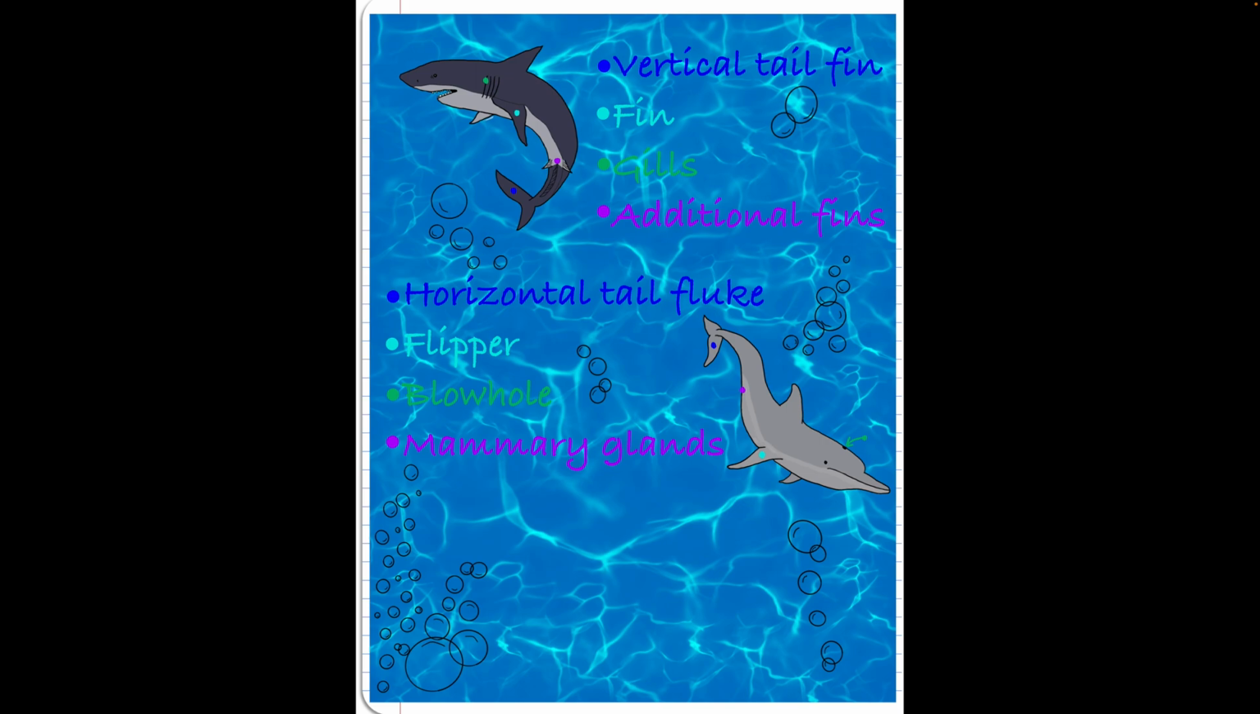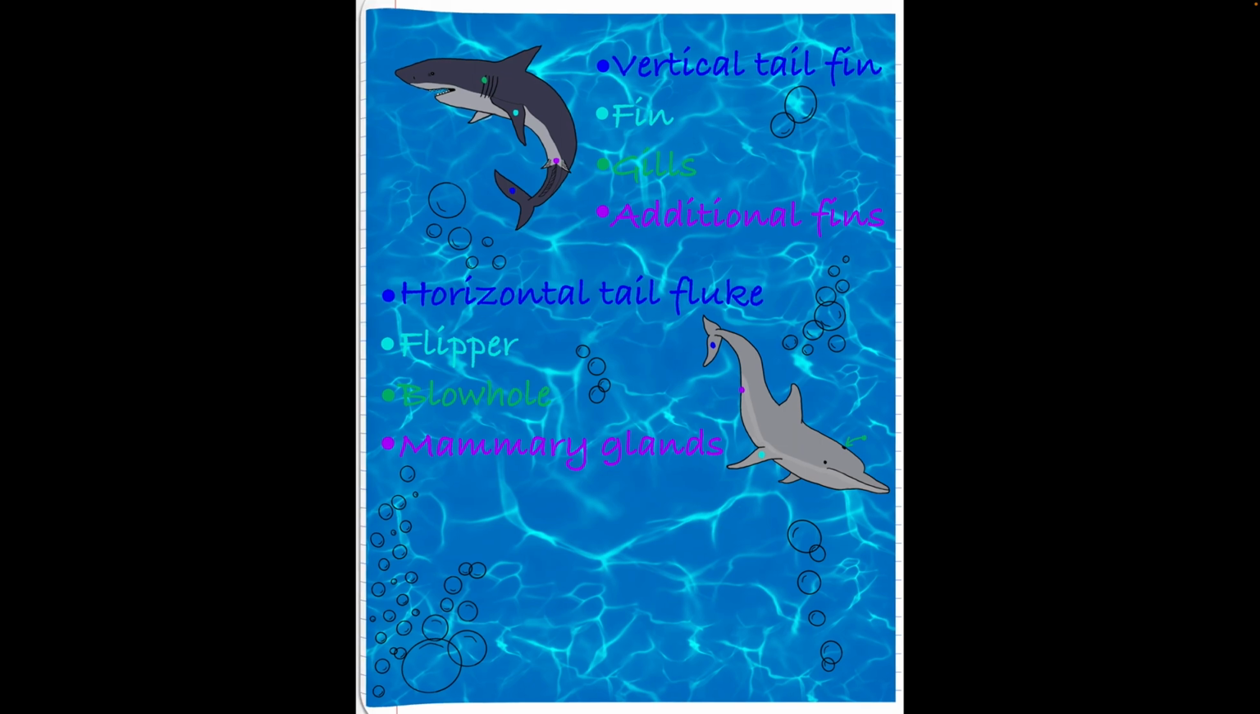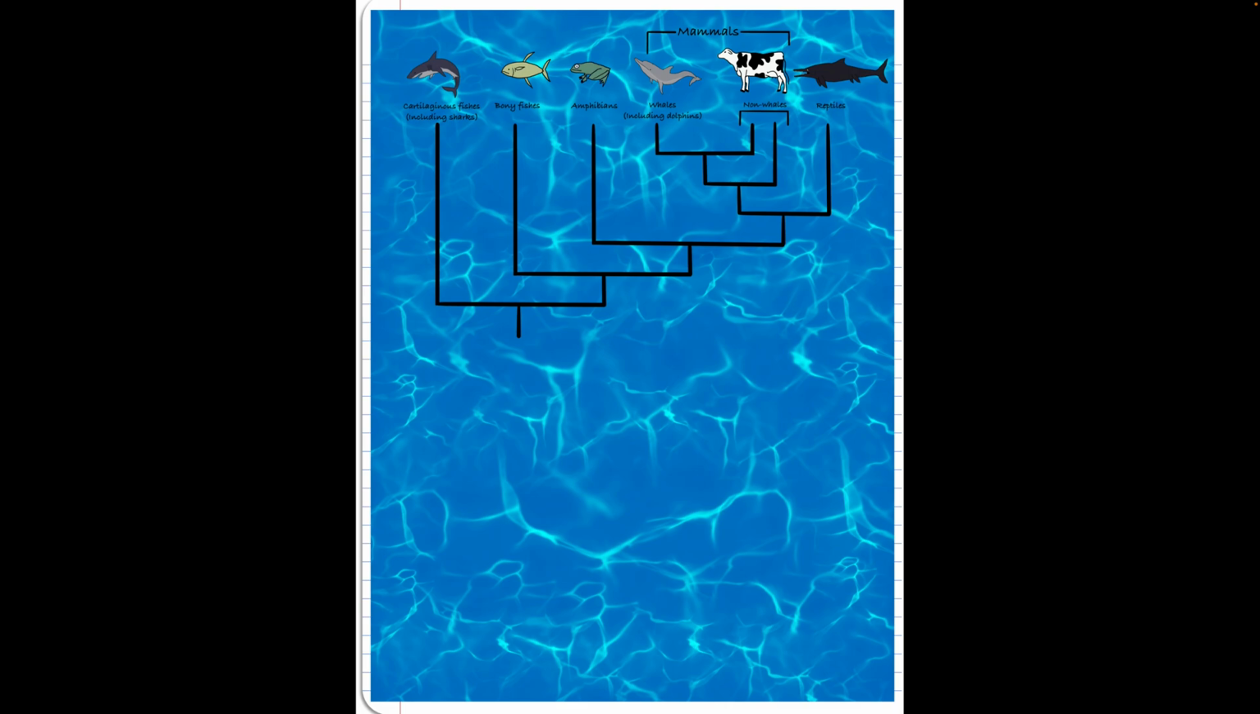The shark has gills used for breathing water, while the dolphin has a blowhole at the top of its head for breathing air. Lastly, the shark has additional fins down below, like a second dorsal, pelvic, and anal, while the dolphin has mammary glands down below for nursing their young with milk. After these comparisons, do you still think that they're closely related? If you said yes, you'd be wrong.